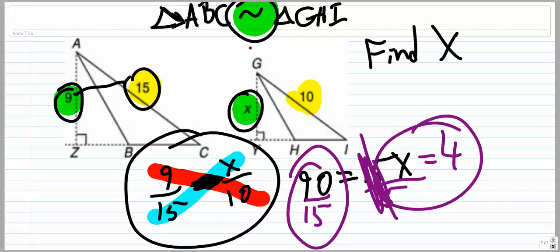So there you go. That's an example of using proportional triangles to figure out the length of something.